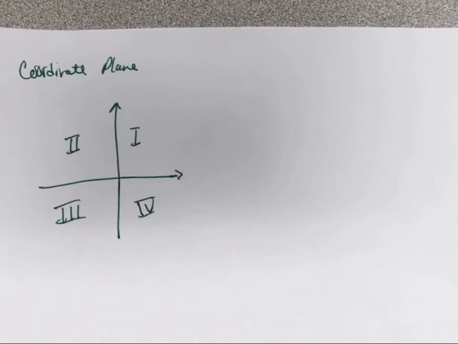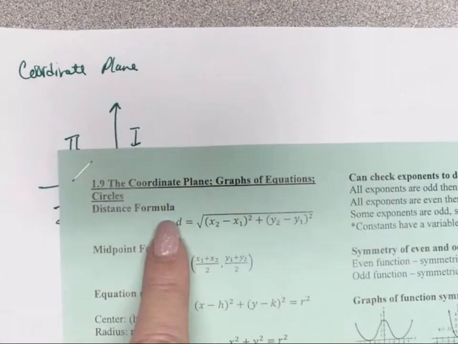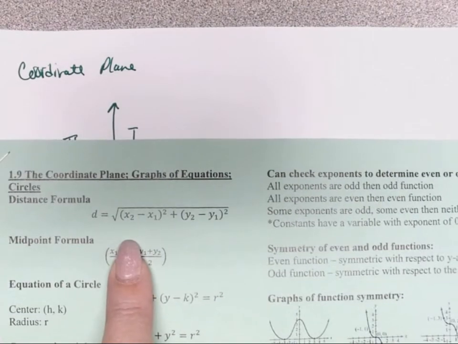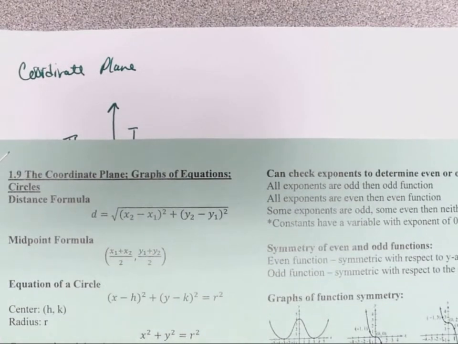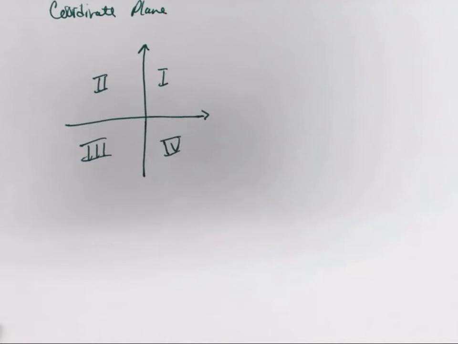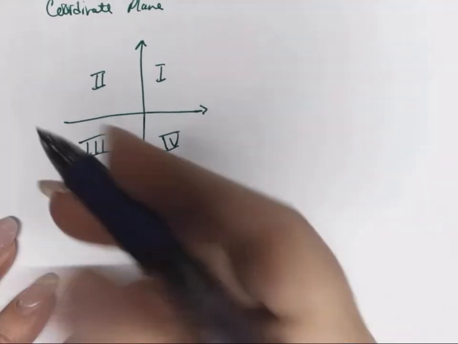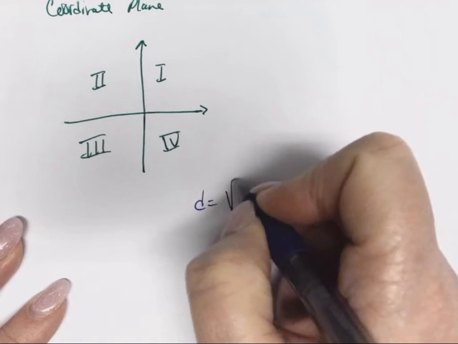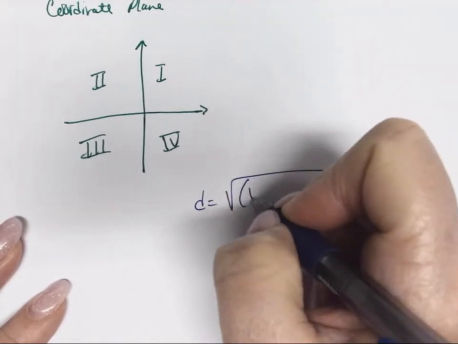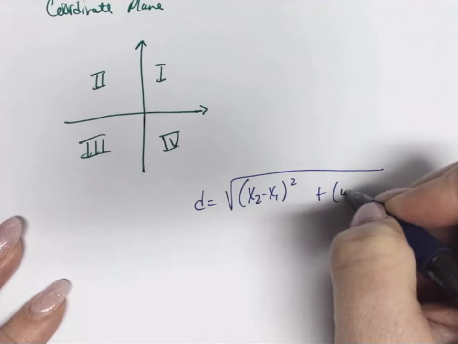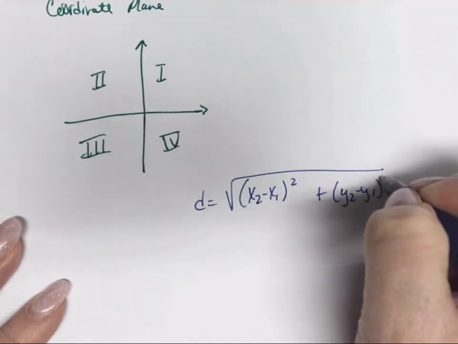The next thing we're going to talk about is the distance formula. And so that's our formula. D is equal to the square root of (x sub 2 minus x sub 1) squared plus (y sub 2 minus y sub 1) squared. I'm going to write the formula here so we know what we're working with: x sub 2 minus x sub 1 squared, and then y sub 2 minus y sub 1 squared.